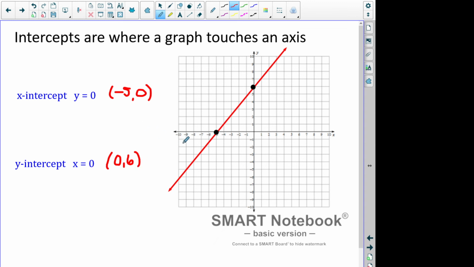Okay, so from a graph, it's really easy to find those intercepts. They're just the points where they cross, right? On a y-intercept, my x-coordinate is always going to be 0. And for an x-intercept, my y-coordinate is going to be 0. So that's an easy way to tell, and that's an easy way to calculate these as well, and we'll look at that here in a second.